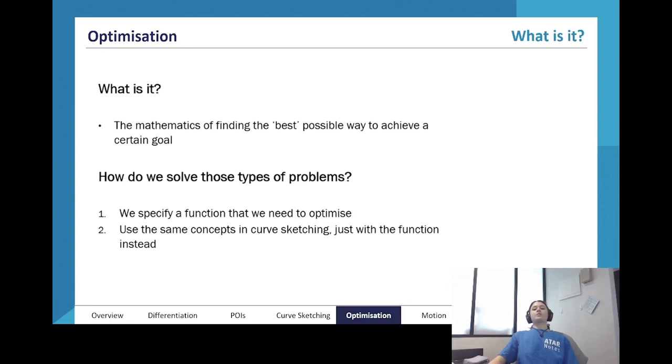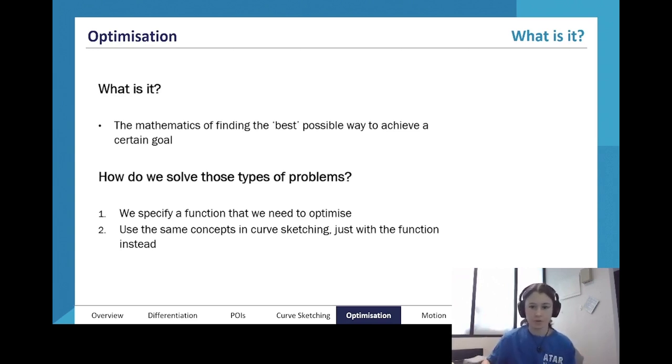So, now we are getting onto our next topic, which is optimization. Optimization is the mathematics of finding the quote-unquote best possible way to achieve a certain goal. Kind of like the maximum this that we can have, or the minimum this, like the maximum area, the maximum volume, the minimum cost, the minimum time used, anything like that. We're just trying to find the best possible result.